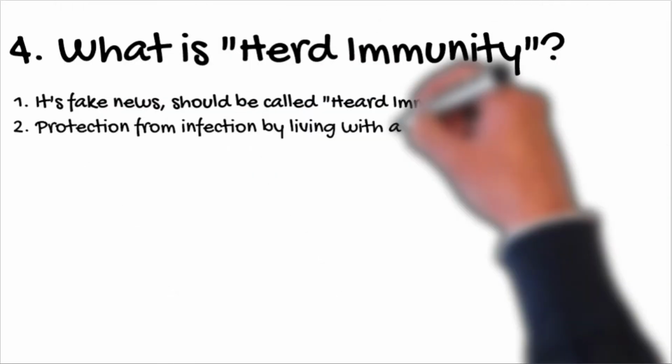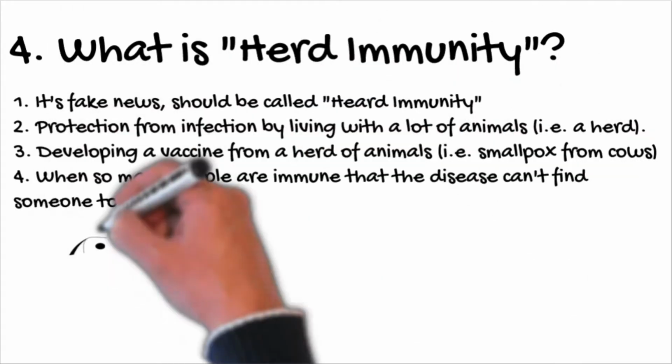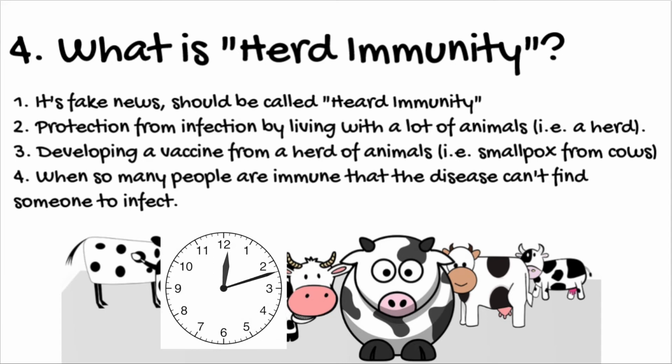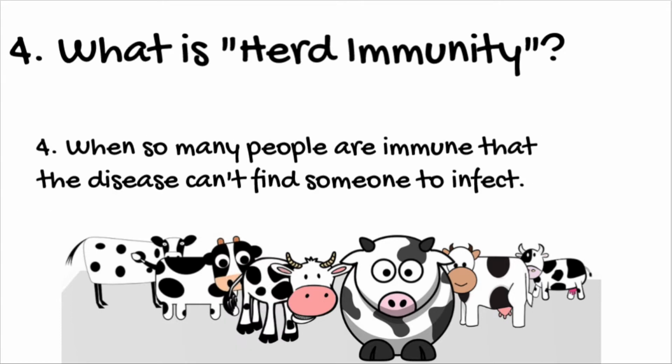What is herd immunity? 1. It's fake news. It should be called herd immunity. 2. Protection from infection by living with a lot of animals, i.e. a herd. 3. Developing a vaccine from a herd of animals, like smallpox from cows. Or 4. When so many people are immune that the disease can't find someone to infect. It's 4. When so many people are immune that the disease can't find someone to infect.